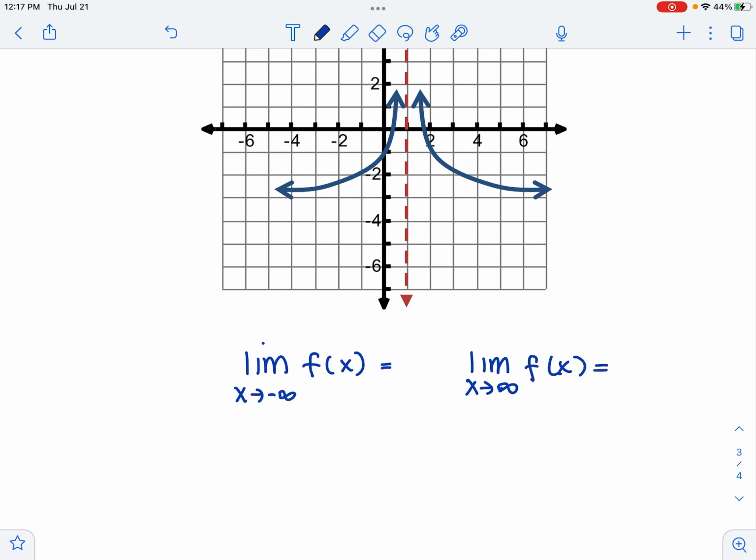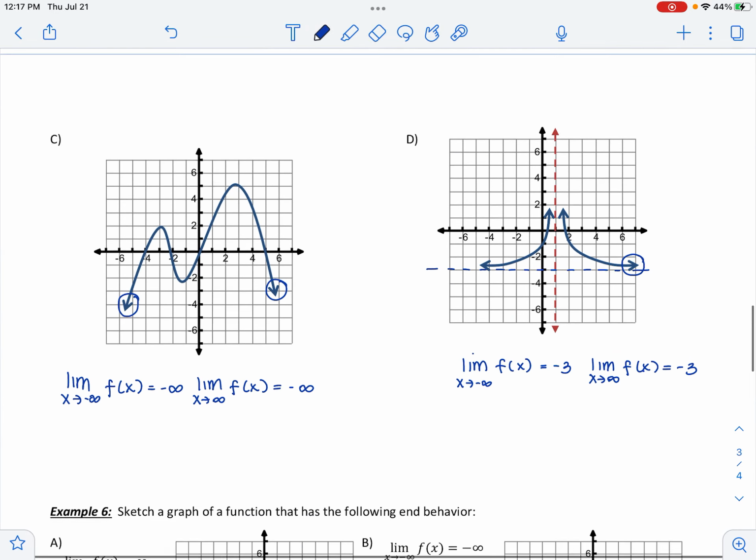All right, we're going to look to the left on this end. That's not pointing up. That's not pointing down. It's leveling off. So the question is where is it leveling off at? What's this y value? -3. Same thing here, not pointing up, not pointing down. What y value is it leveling off at? The same y value. It could be two different y values. -3. Okay, that's it for end behavior.